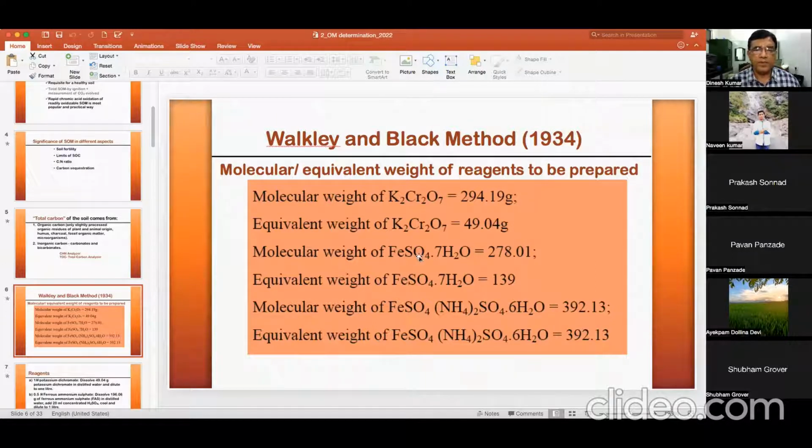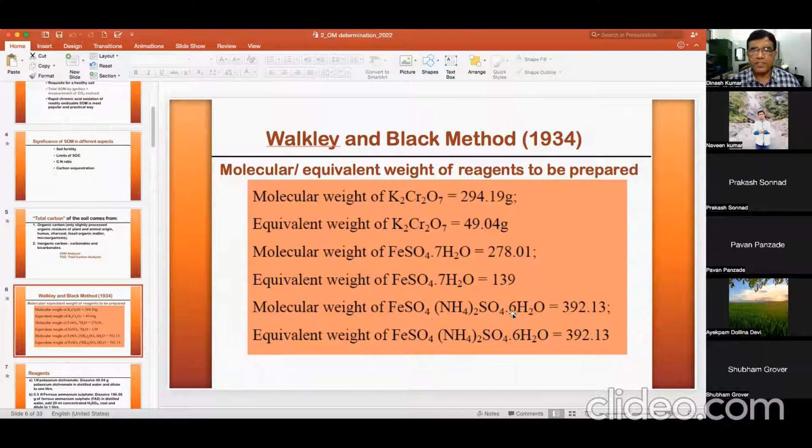Then the molecular weight of ferrous sulfate. Ferrous sulfate or ferrous ammonium sulfate is used for titration purposes. The molecular weight of ferrous sulfate is 278.01 grams and the equivalent weight is 139. Molecular weight of ferrous ammonium sulfate.